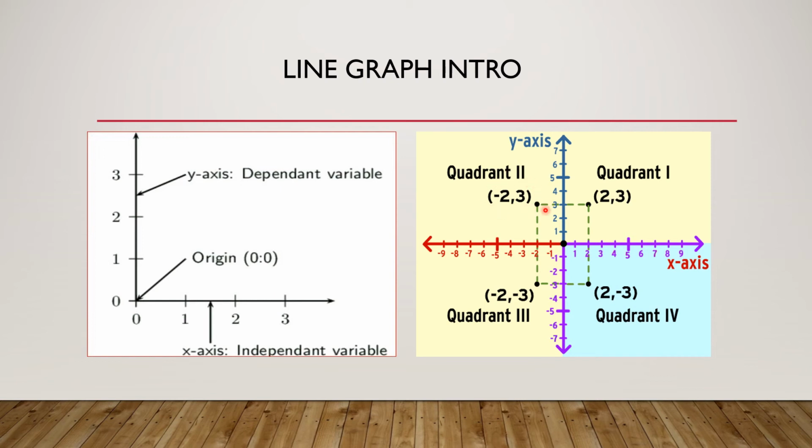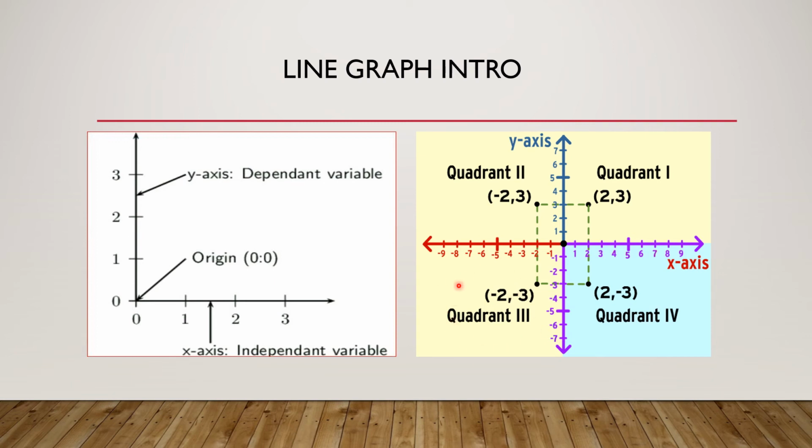To plot this ordered pair (-2, 3), the first number shows the negative x-axis and this shows the positive y-axis. So for locating -2, move to the left side. How many steps? 2 steps. 1, 2. Now for locating 3, move 3 steps in the upward direction like this. Locate a point like this. And this is known as quadrant number 2. It means in quadrant number 2 the value of x is negative but the value of y is positive.